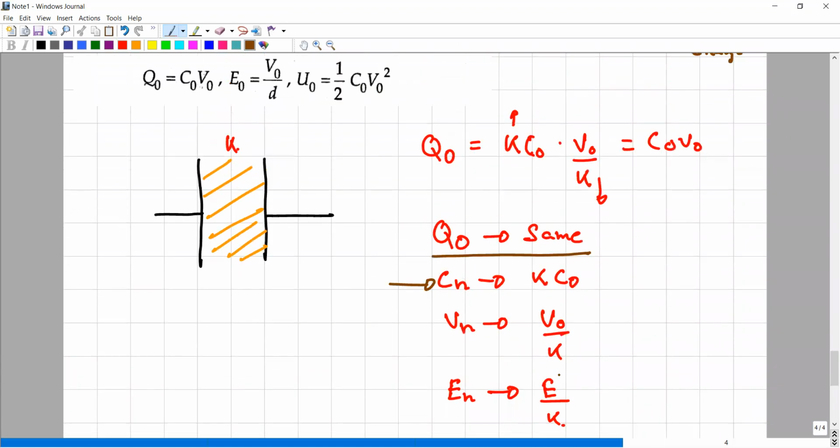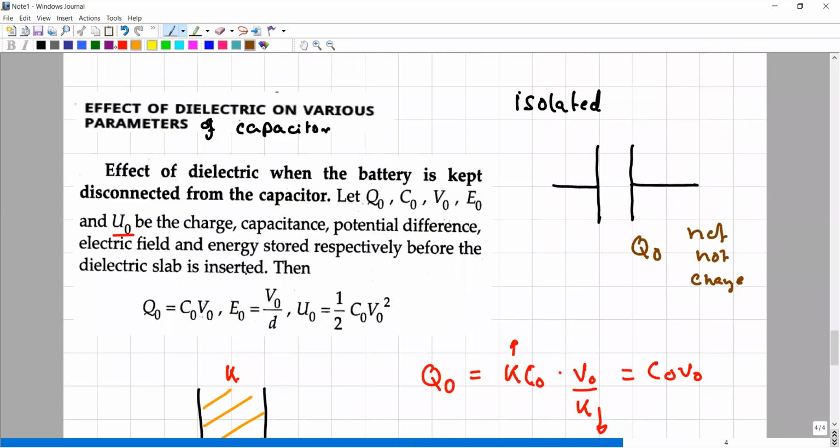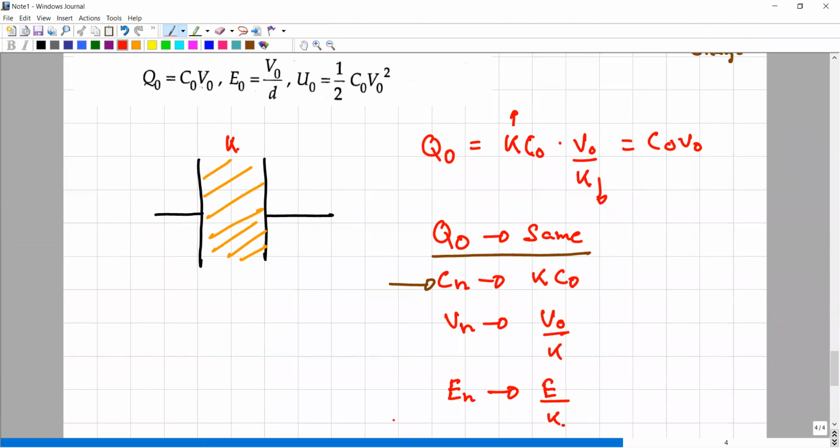But this is all going to happen only in the condition of an isolated capacitor, when it is not connected to any battery, disconnected from the battery. Only in that case this kind of change is going to happen. Now let us find out what kind of change is going to happen when it is connected to the cell.